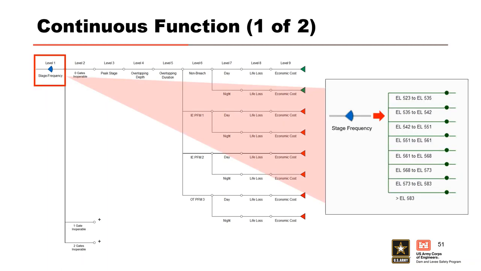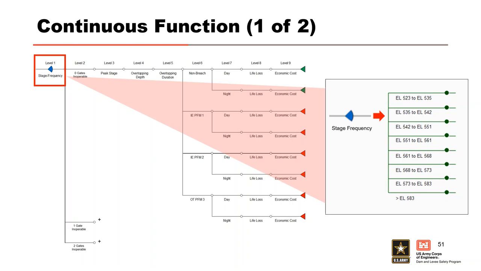The first level in the example project event tree represents a continuous function. Continuous functions are denoted by a fan symbol and represent continuous random variables that can take on an infinite number of values over a specified range. In practice, we represent continuous functions using a series of branches like the one shown in the box to the right. How many branches you need will depend on the project conditions, the potential failure modes you are evaluating, and how precise an estimate you need.